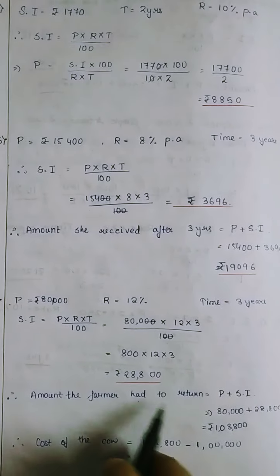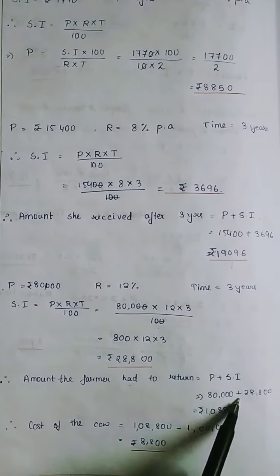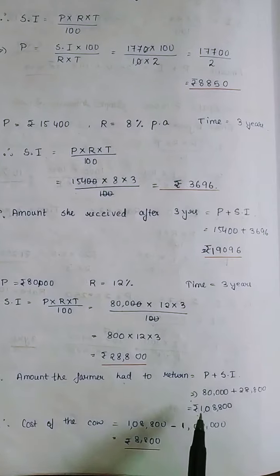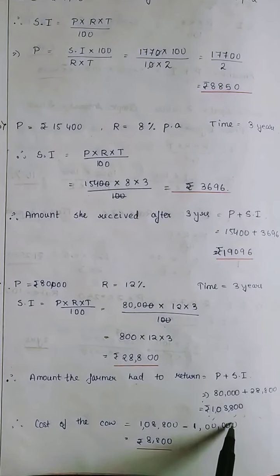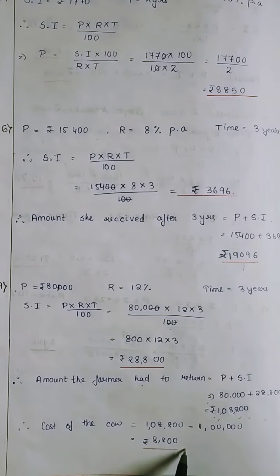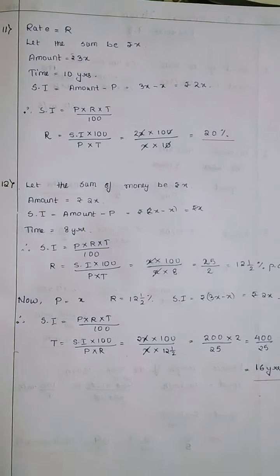Now the amount the farmer has to return is principal plus simple interest. So principal was 80,000 plus simple interest, that is 28,800. When we add them we get 1,08,800. Now he has returned 1 lakh rupees. So how much is the cost of the cow? That is 8,800 rupees. Okay, let's move on to the next question.